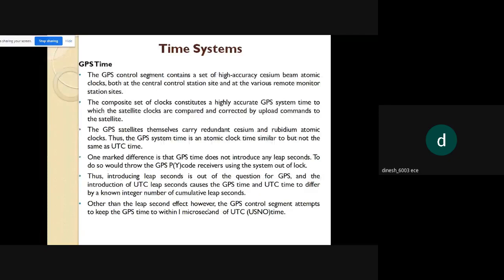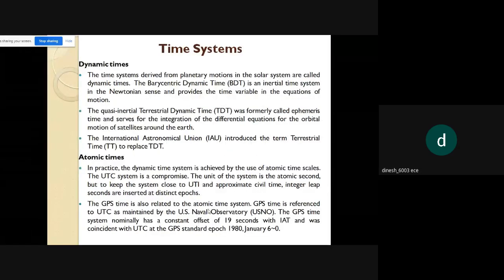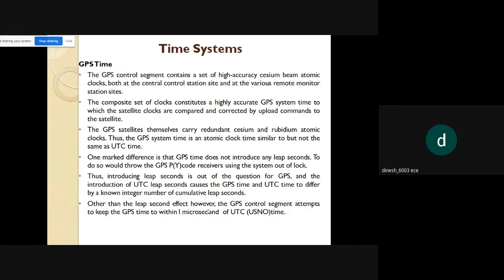So the GPS time will always give us more accurate time standards. This is adopted by the United States Naval Observatory. Okay, Navy systems. So they introduced that, which had 1 microsecond of leap seconds.